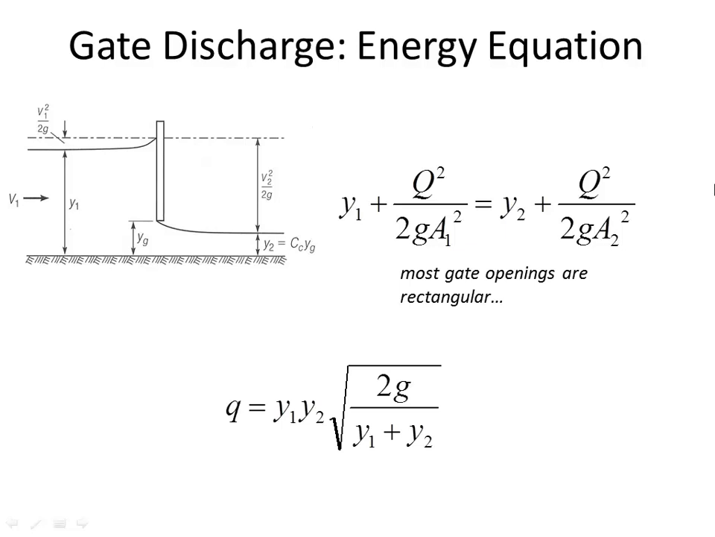And if we rearrange that expression, we can calculate the flow per unit width for this channel, or a rectangular gate, in terms of the two depths, the upstream depth y1 and the downstream depth after contraction y2. So the flow per unit width. We can quantify the discharge through the gate. The coefficient of contraction usually varies from 0.59 to 0.62.